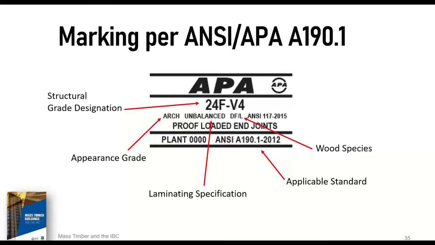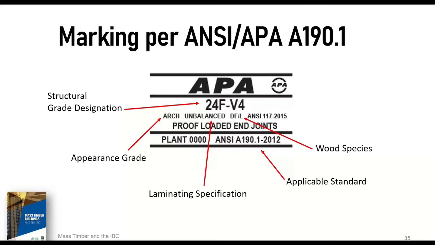Compression and tension laminations are the same grade. There is no top or bottom. Single grade, that's where it's for use as a compression or tension only member. All of the laminations are of the same grade of lumber.